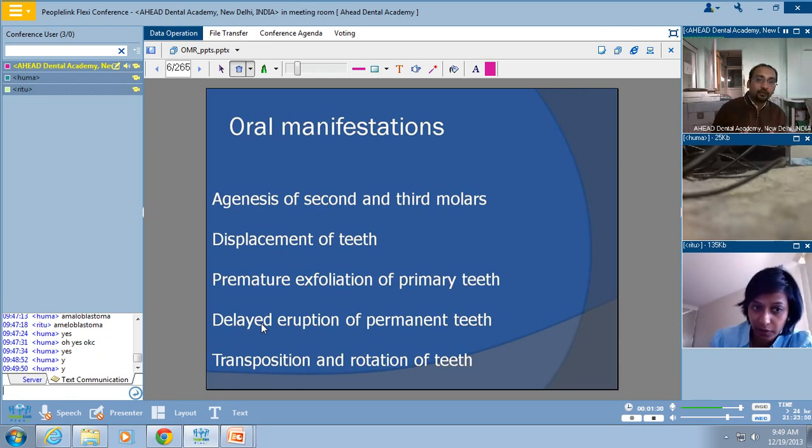Now, by displacement of teeth, I mean generally posterior displacement. Most of the odontogenic cysts and tumors actually displace the teeth posteriorly, but cherubism pushes them anteriorly. In addition, we come across findings like premature exfoliation of primary teeth and sometimes delayed eruption. But most of these findings are elementary, not really difficult to conceptualize. Is it clear?